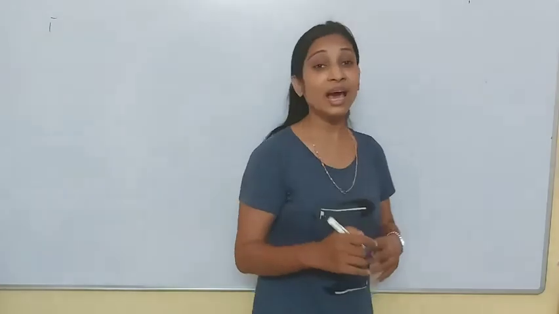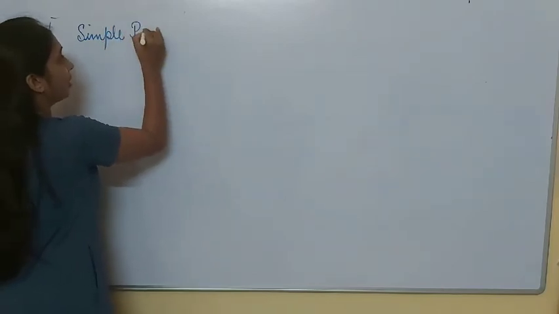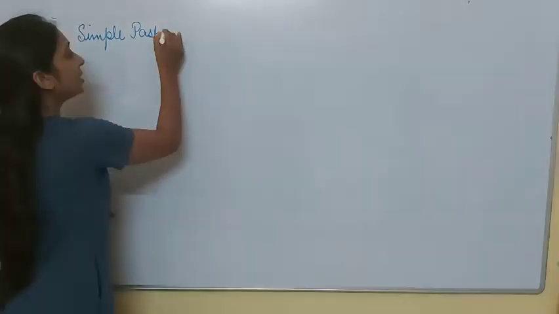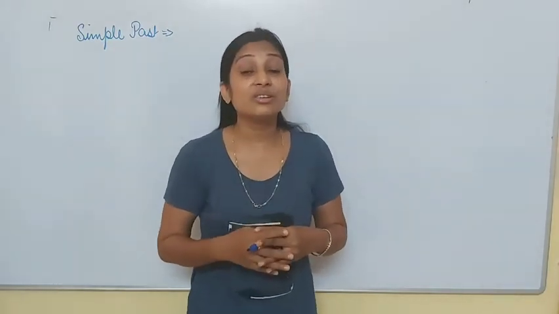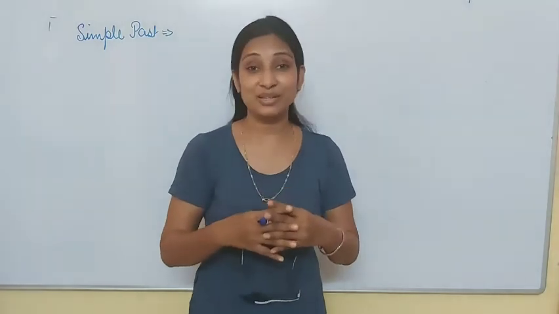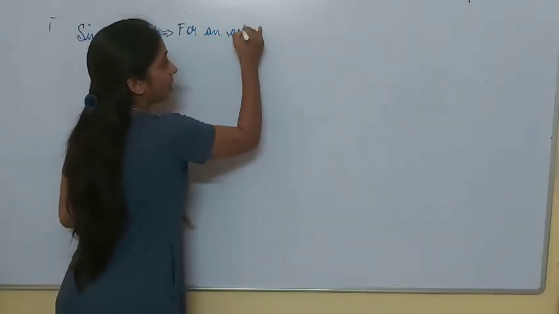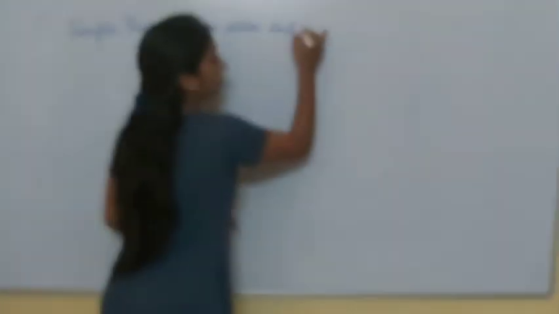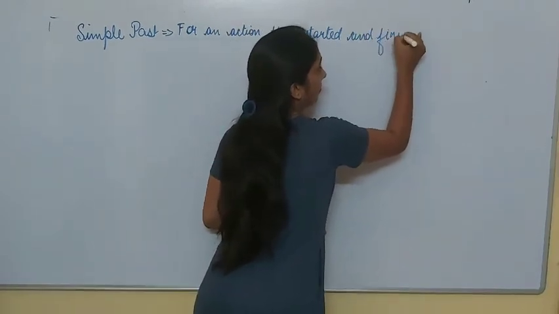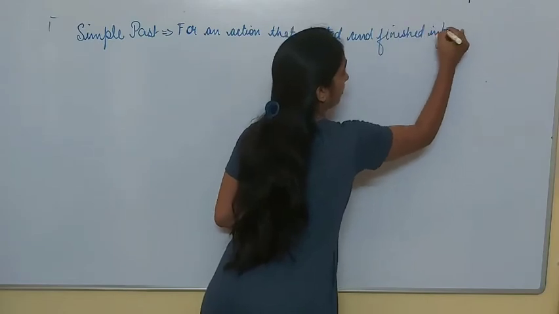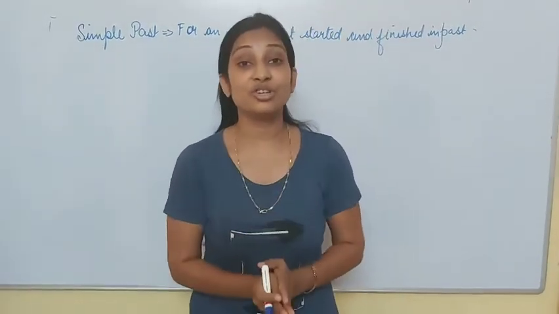Alright. To begin with, we have simple past, or the past simple. Okay. When do we frame the sentences of simple past? We use simple past for an action that started in the past and finished in the past. Alright. So when do we use simple past, children? For past. Alright. So here, children, we are going to learn the sentence structure of simple past.